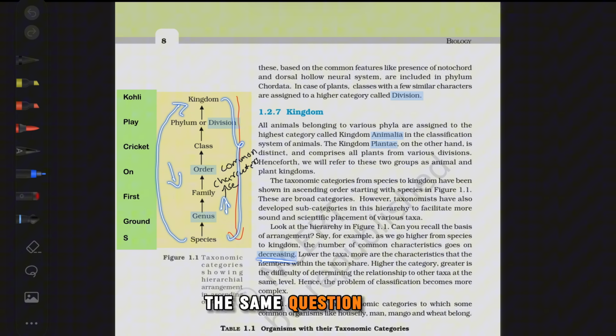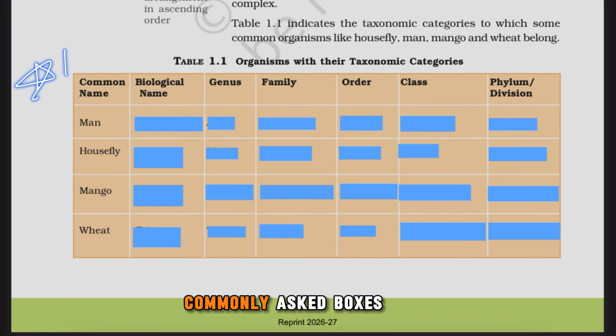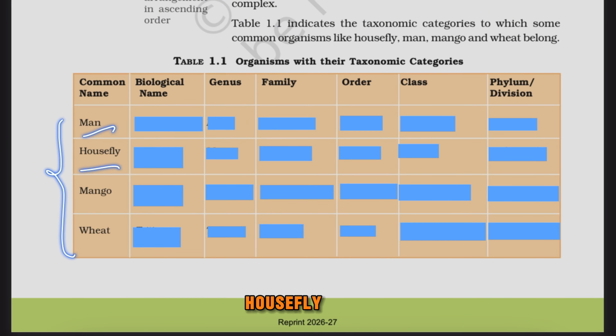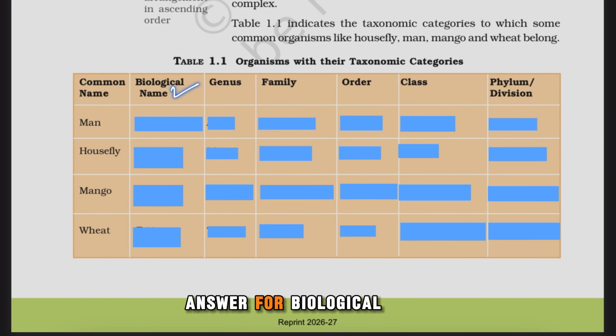Here the same question is asked. This is one of the most commonly asked boxes for the NEET exam. Here we have given four common names: man, housefly, mango, wheat. You should give answers for the biological name, genus, family, order, class and phylum.